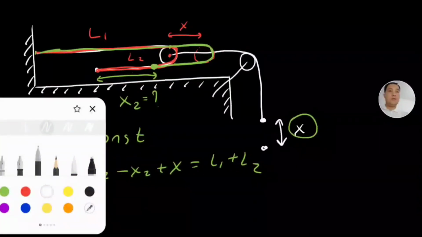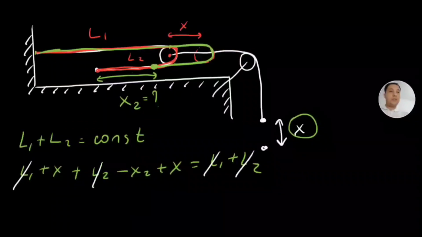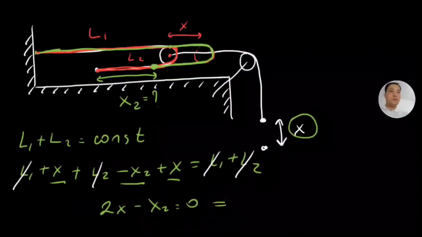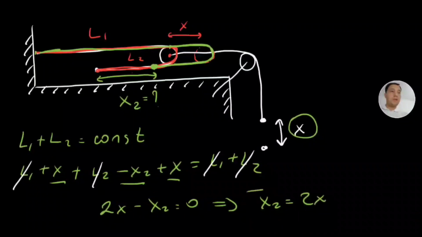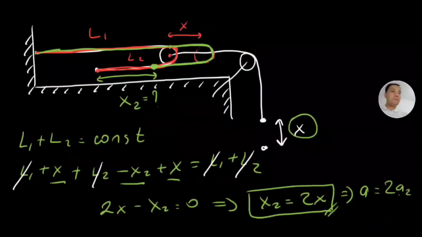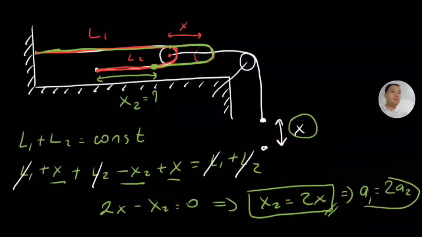Now, as you see, L1 will be cancelled, L2 will be cancelled. So x plus x minus x2 equals 0. From here we understand that x2 equals 2x. So the upper object will always move 2 times the distance. It means the acceleration of this object will always be 2 times greater than that of object number 2. This is the proof.